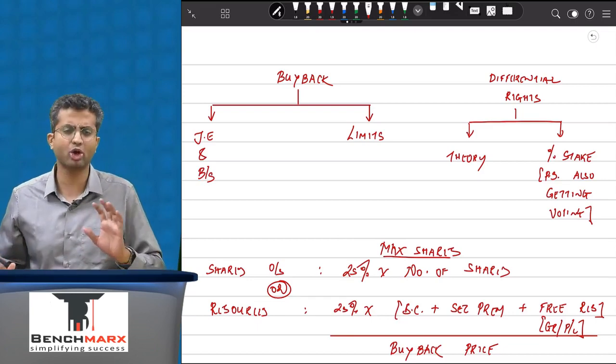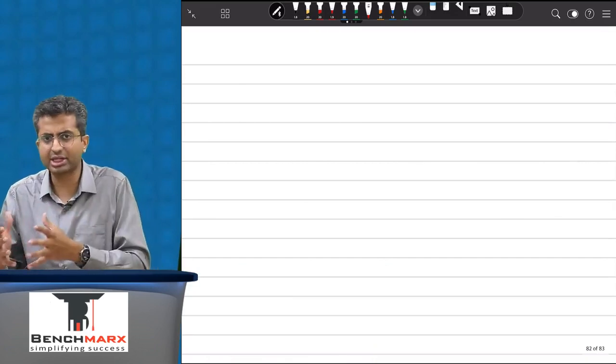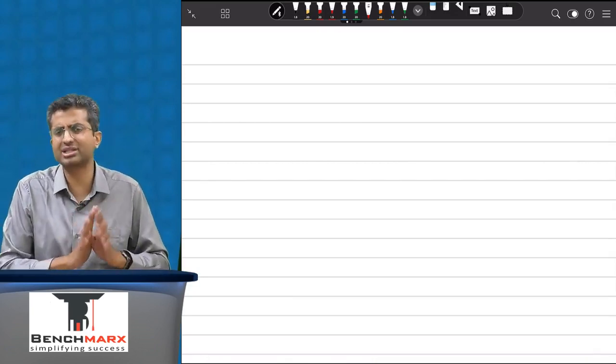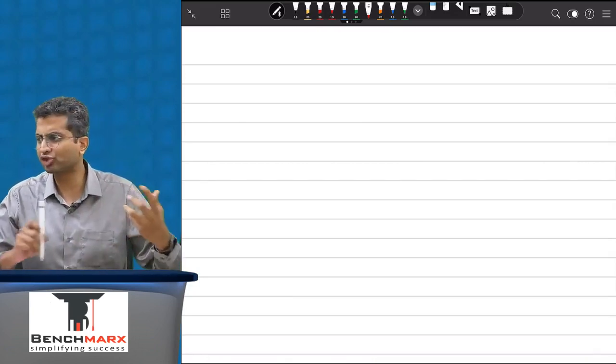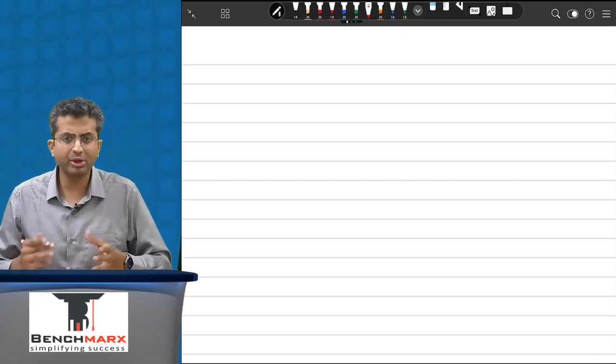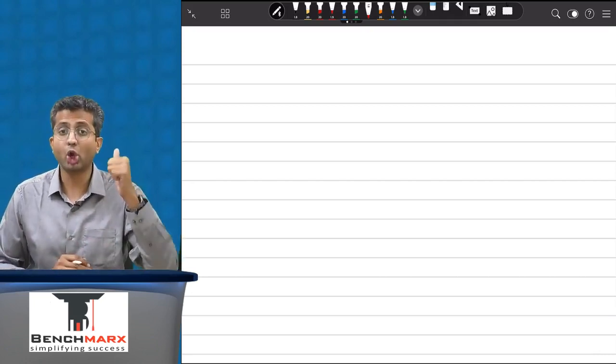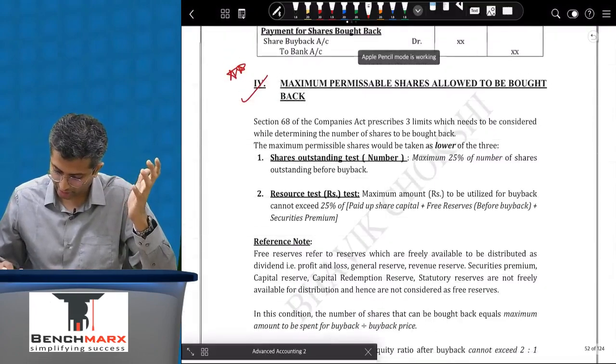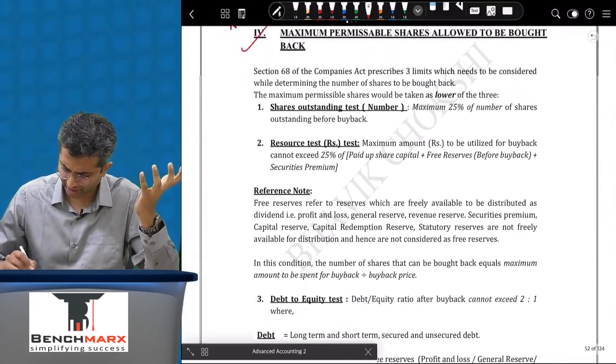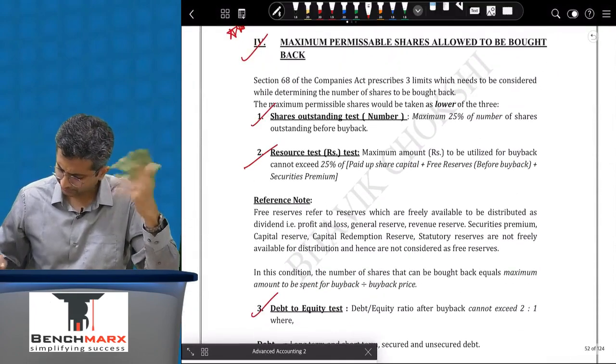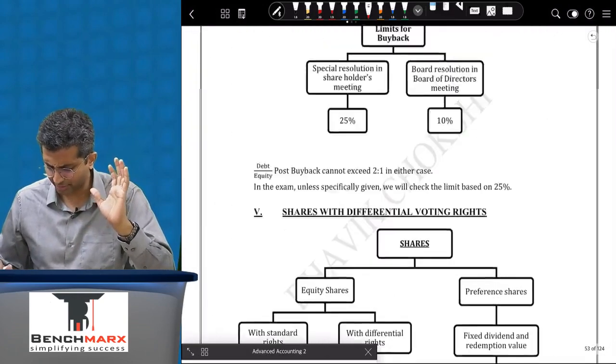Okay, so that takes care of the questions involving buyback. Next, we have shares with differential rights. So when we look at shares with differential rights, the law says, you can refer to these pointers over here. We have given these pointers. All of these have been explained.